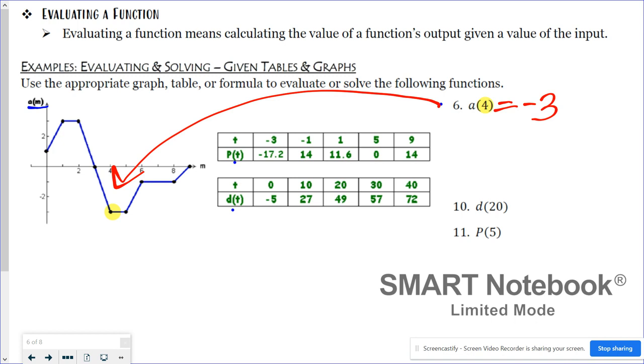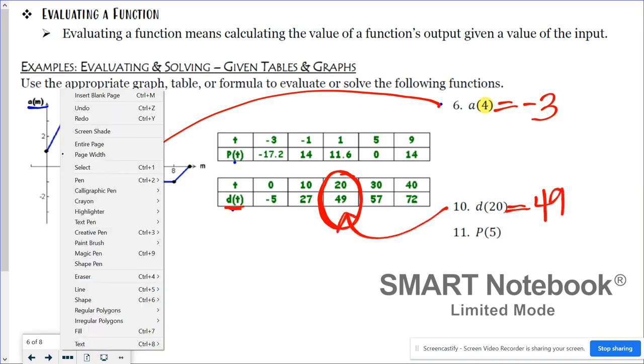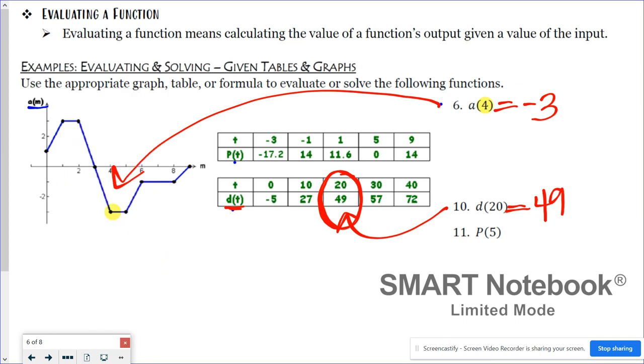So 10 and 11. In number 10, we've got D of 20. D of t is the bottom table. Remember, 20 is an input. So if I find an input of 20, the corresponding output value is my answer. So D of 20 is equal to 49. And lastly, P of 5. The function P is the table on top. 5 is an input, so I find that value. Here it is. And the answer is the corresponding output value. So P of 5 is 0.